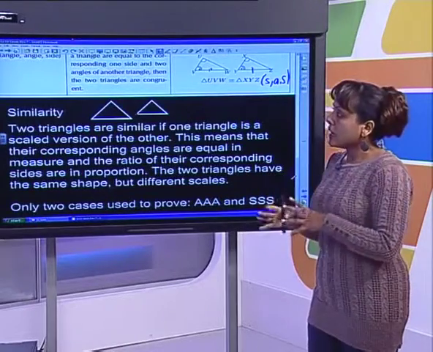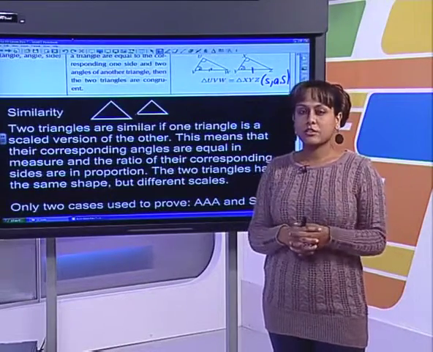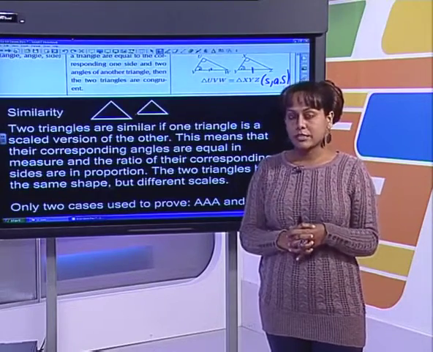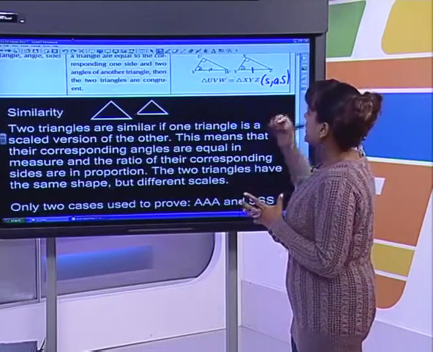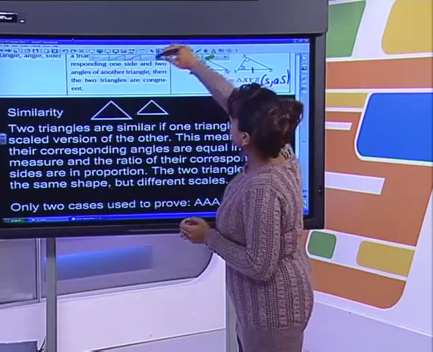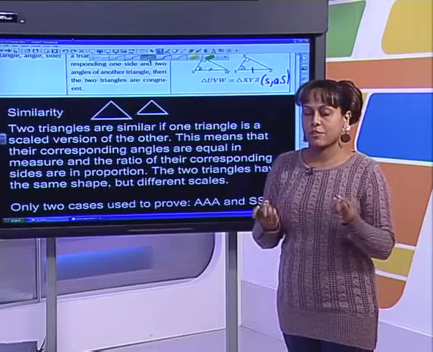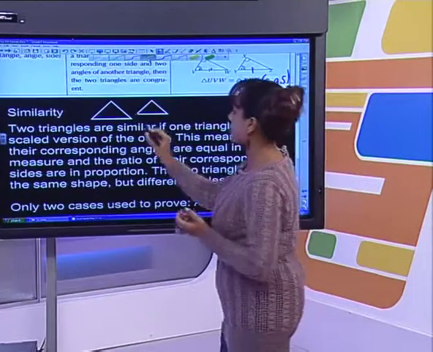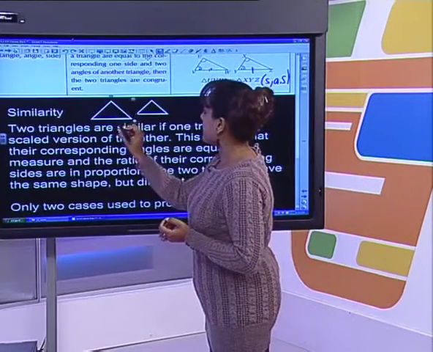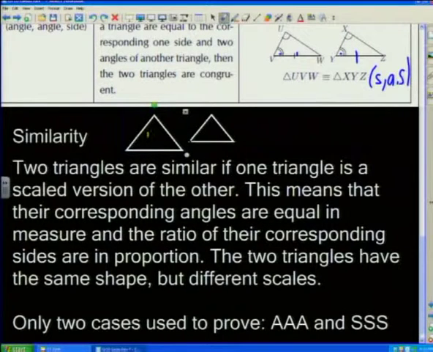Okay, there's only really two cases that you need to worry about when you're looking at similarity. What I'm going to show you here is that two triangles are similar if one triangle is a scaled version of the other. So what that means, if we look at what I've drawn here, we've got this first triangle, let's call this triangle A, and triangle B. They're basically identical to each other.